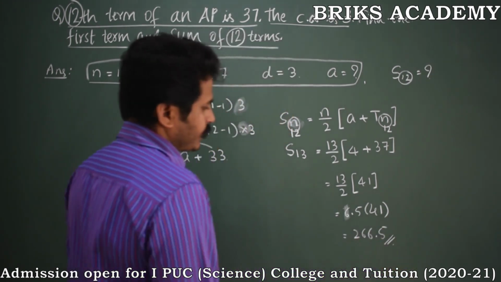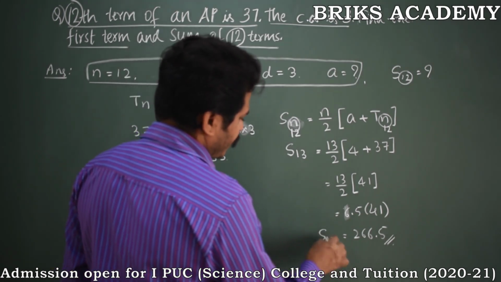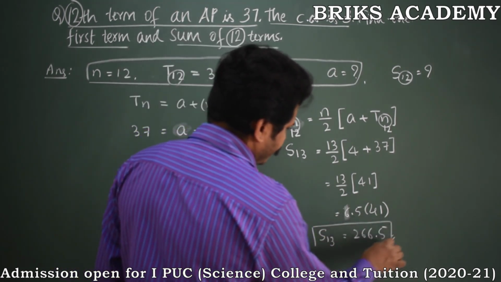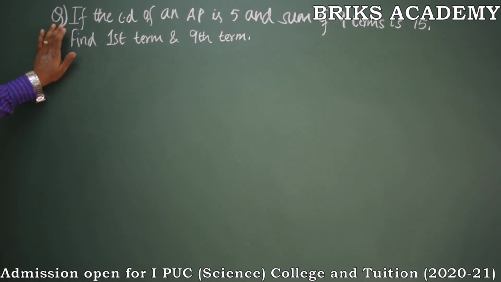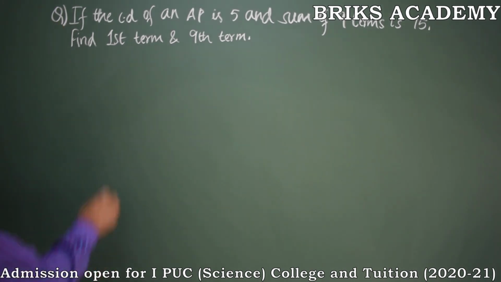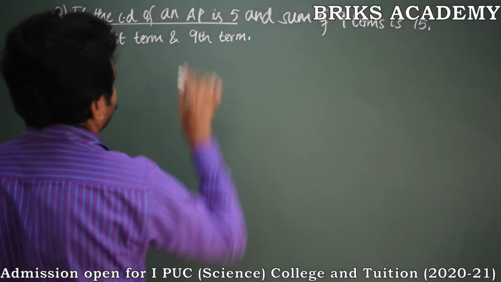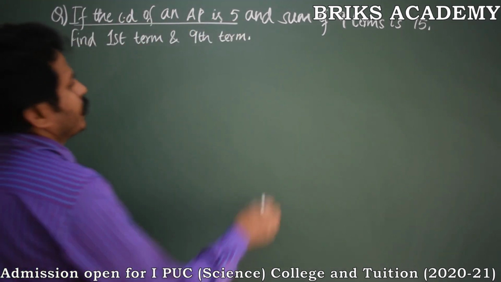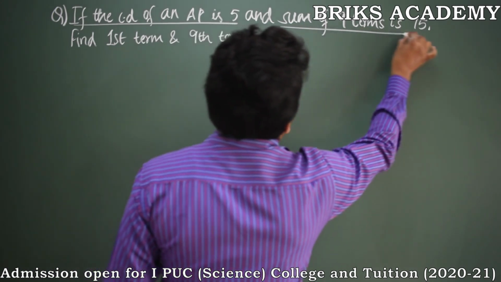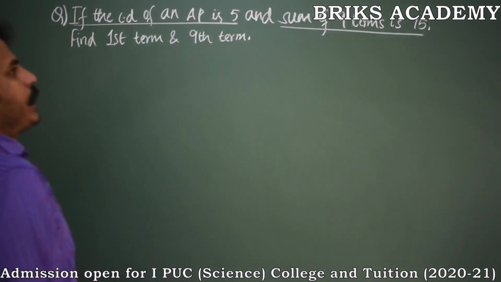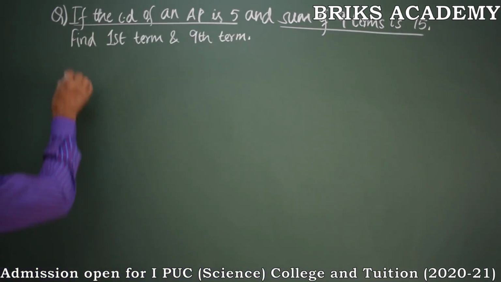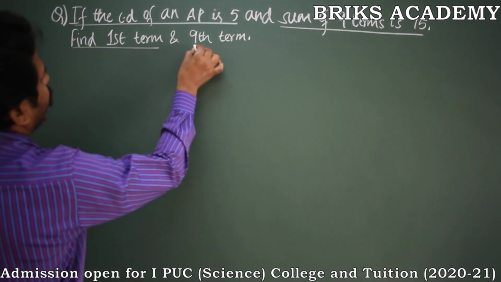266.5 is the sum of 13 terms. Read the question carefully. If the common difference of an AP is 5, the sum of 9 terms of the AP is 75. Find the first term and the ninth term.